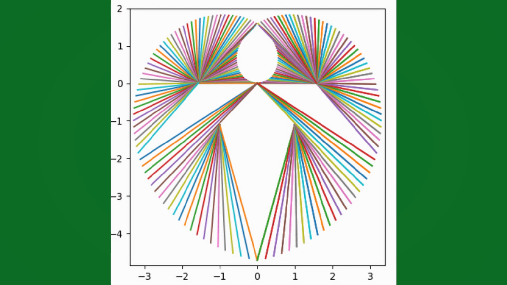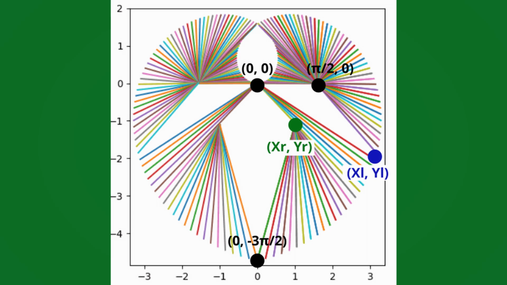First, the vertices. I will only be covering one side of the Limaçon because this will be reflected across the y-axis. The vertices of the right triangle are going to be at 0, 0, pi over 2, 0, and an unknown point that we will call x sub l and y sub l. The rhombus will have vertices at 0, 0, 0, negative 3 pi over 2, and an unknown point which we will call x sub r and y sub r.